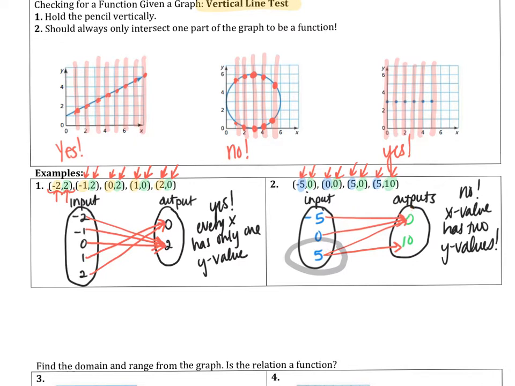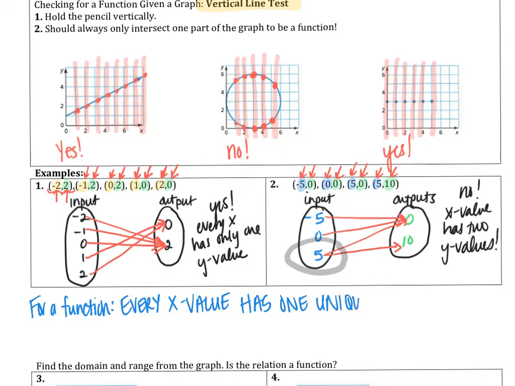This is so important that we are even going to write this loud and proud at the very bottom of our paper. So for a function, this is something we're going to say to you over and over and over again: every x value has one and only one unique y value. Every function has only one unique y value.